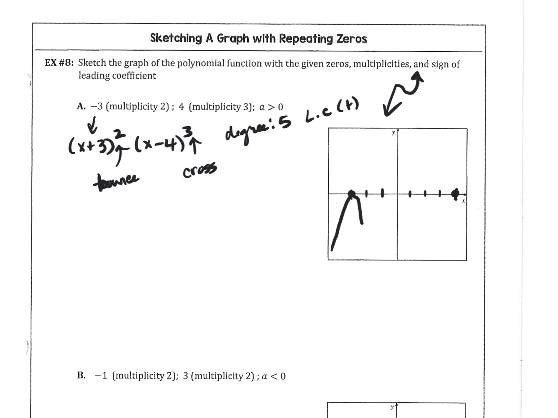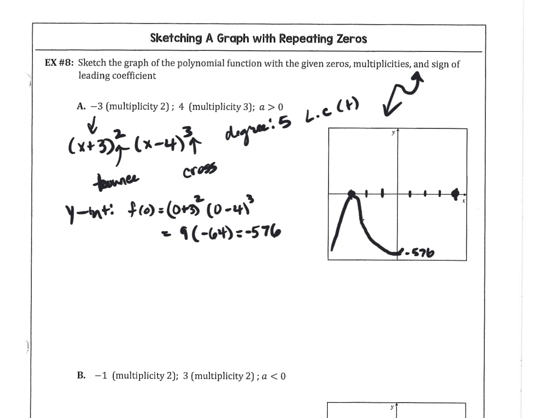So let's figure out what f of 0 is. We need to know what the y-intercept is. So the y-intercept is going to be f of 0, right? So that's going to be 0 plus 3 squared, 0 minus 4 cubed. So that's going to be 9 times negative 64, which is equal to negative 576. So we're going to say this down here is negative 576.